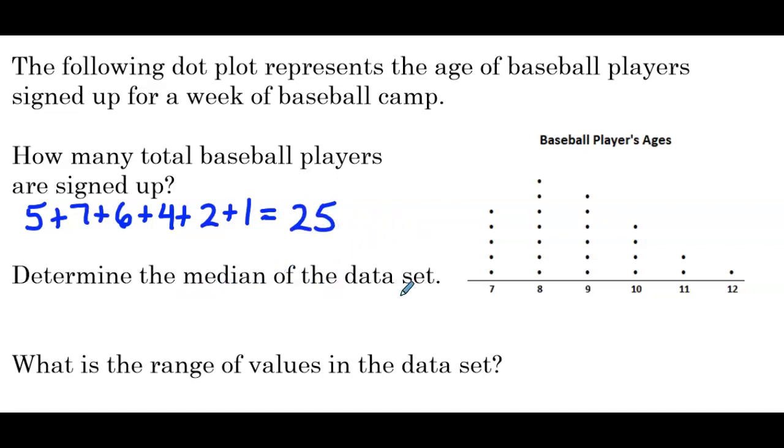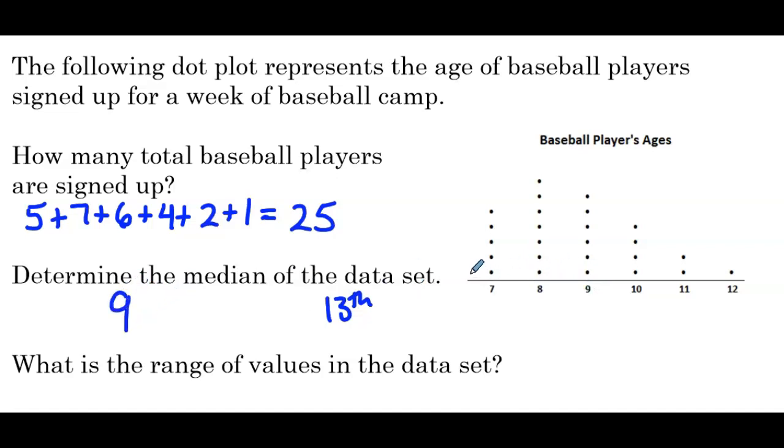Determine the median of the data set. So if we have 25 players, we're looking for the 13th player's age, right? The player right in the middle. So instead of listing out all these values from least to greatest, we can just use the dot plot to figure that out. We'll start at 7. So 1, 2, 3, 4, 5 players. 6, 7, 8, 9, 10, 11, 12, 13. So the 13th player is 9 years old. So the median of the data set is 9.